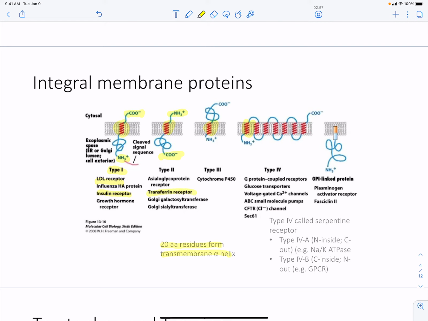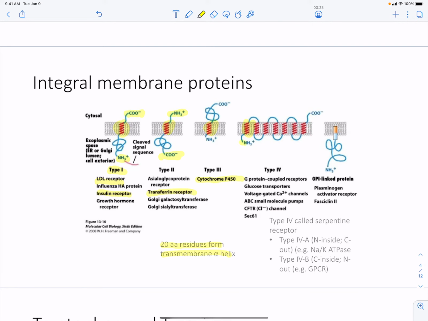And then we have type 3, which is an important type. This is cytochrome P450 as an example. These are detox receptors. And so our type 3 is going to have an amino terminus on the outside and a carboxy terminus on the inside. However, the amino group is very short and the carboxy group on the inside is very long.